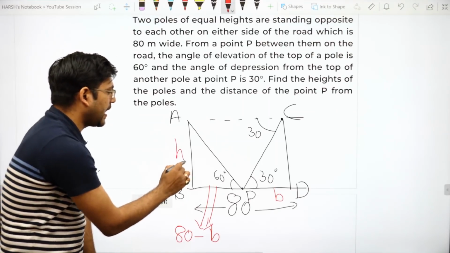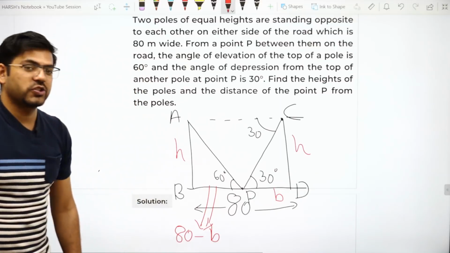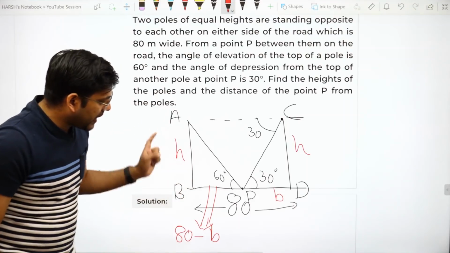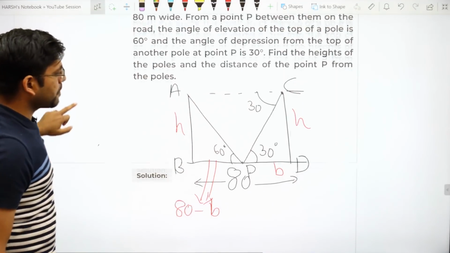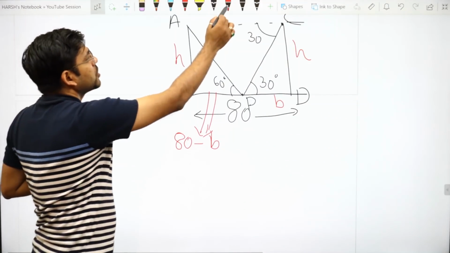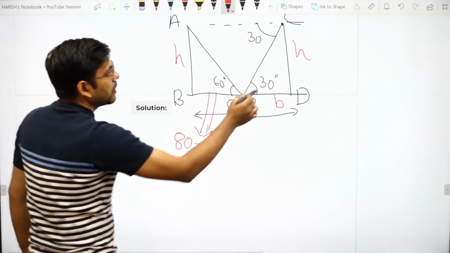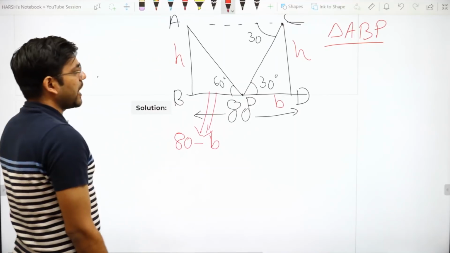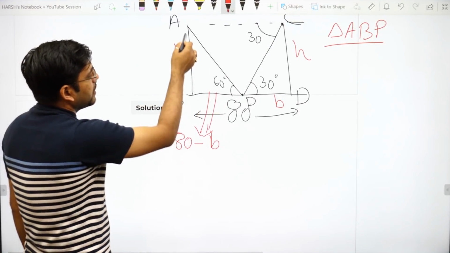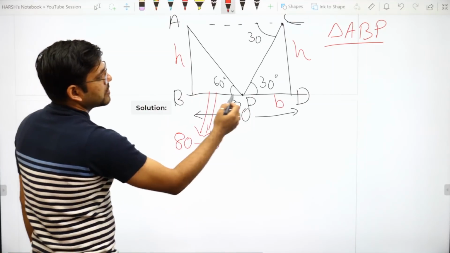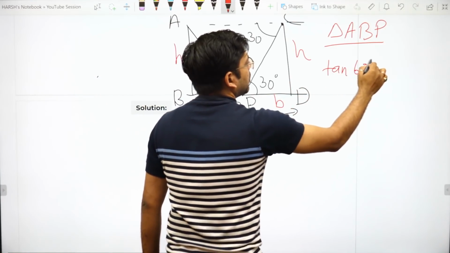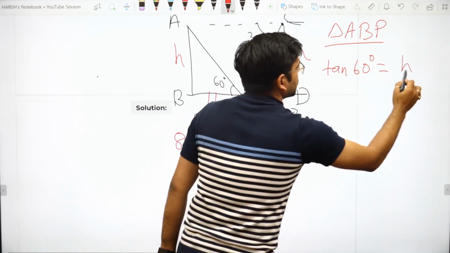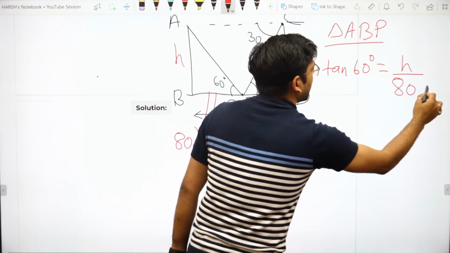Now if I take this height H, then this will also be height H, isn't it? So now I will apply tan theta in triangle ABP and CDP. For triangle ABP, I am writing tan 60 degree is equal to perpendicular AB upon base. So that is H upon base, which is 80 minus B.